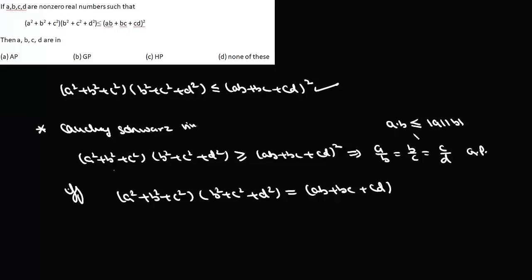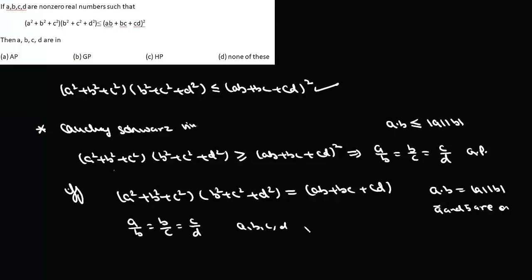And if we look at this vector product, then we know that a dot b is equal to mod of a into mod of b if a and b are collinear. And if a and b are collinear, then a upon b must be equal to b upon c must be equal to c upon d. That means a, b, c, d are in GP. So we can solve this question either using Cauchy-Schwarz inequality or using dot product, and that's your option B.